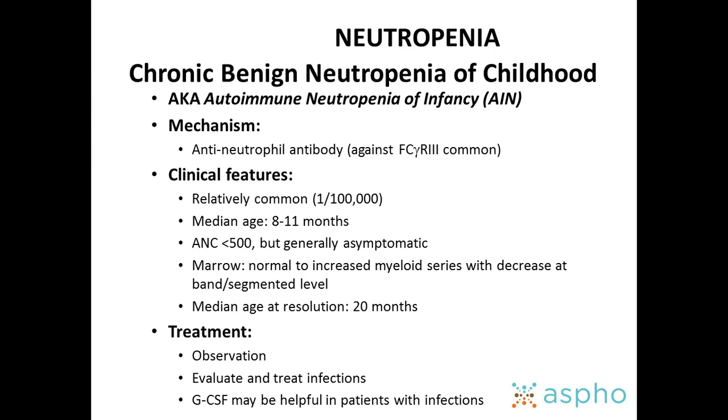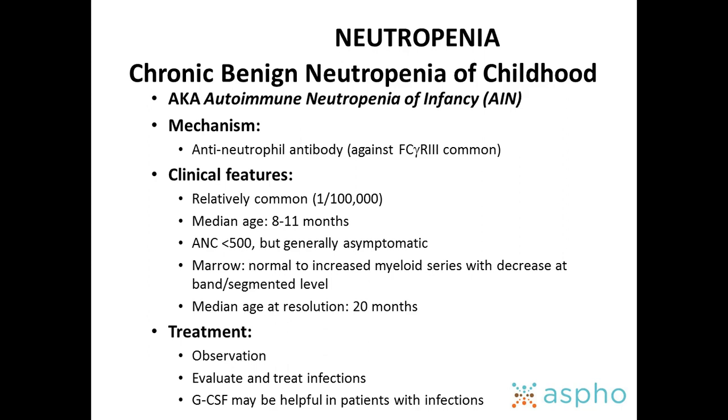All right, chronic benign neutropenia of childhood is another common phenomenon. So in kids just before a year who end up having a low ANC, if you check for antibodies, you're going to have an anti-neutrophil antibody, typically against the Fc gamma receptor 3 complex. Usually the kids are asymptomatic. Maybe it's picked up on a routine screen.